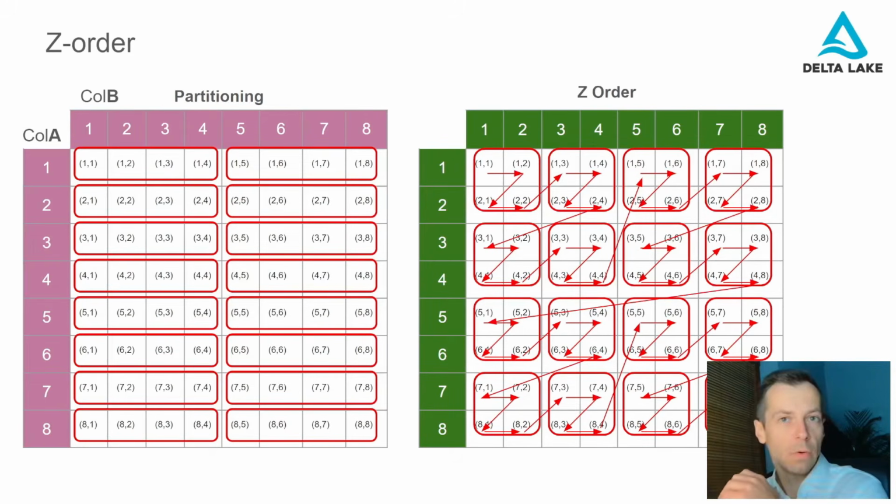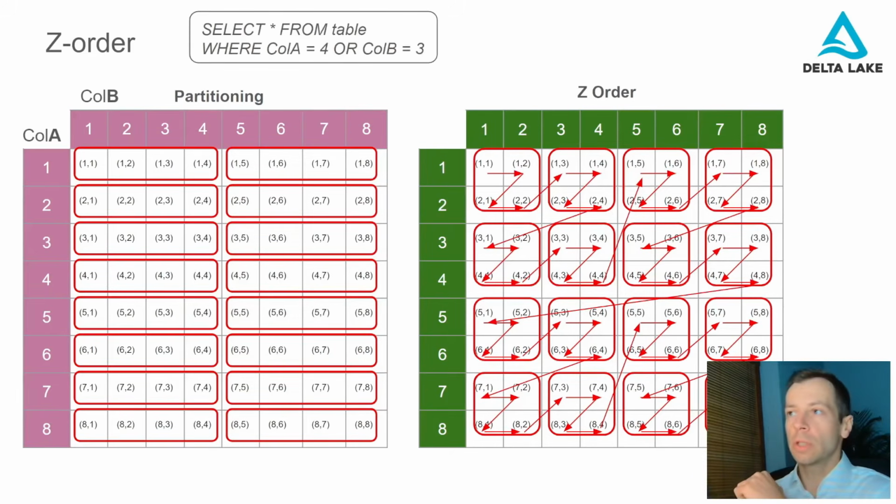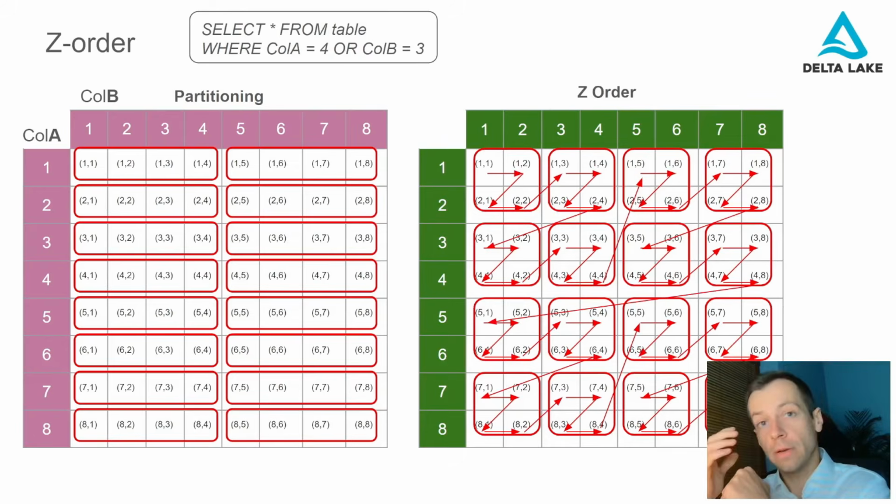Okay, yes, the file looks a bit different. On the left, in the case of partitioning, the files were kind of flat, and here we have a square. Who would care? Well, let's take, for example, the following query, and I put it on the top. I didn't have any other place to put it. Select star from a table where column A is 4 or column B is 3.